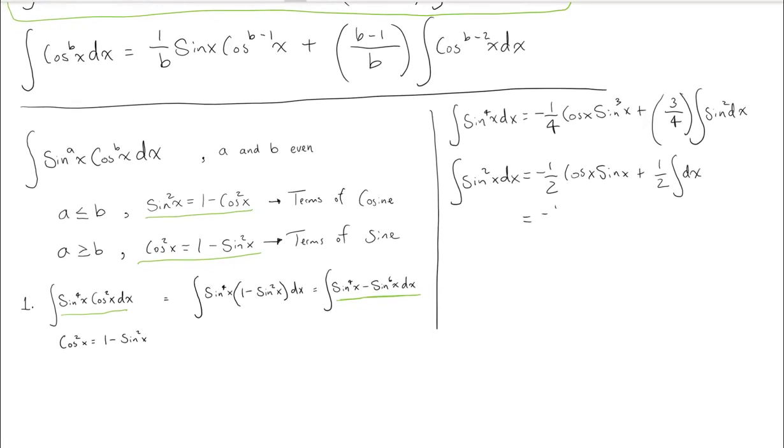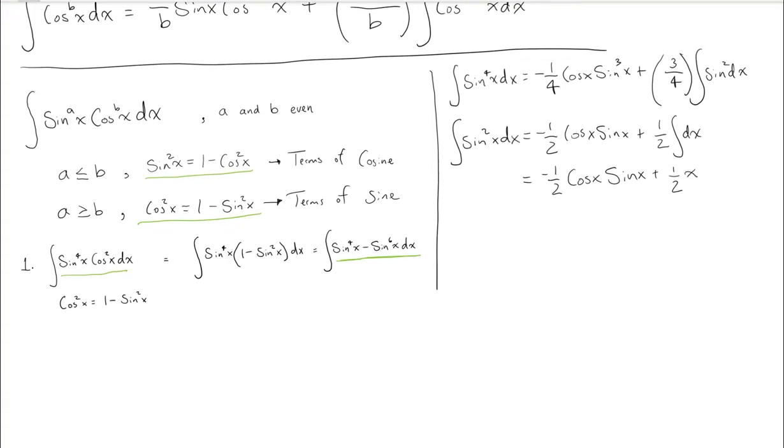And we get this is equal to 1/2 cosine of x sine of x plus 1/2 x, and then we'll put our plus c in later. So we see here that the integral of sine to the 4th of x dx is equal to minus 1/4 cosine of x sine cubed of x plus, well, this would be 3/4 times, and I'm realizing I forgot my x there, times this result here.